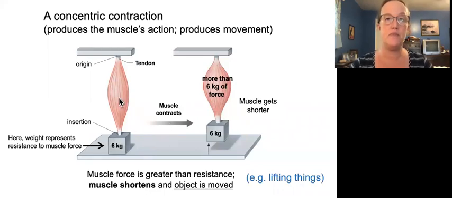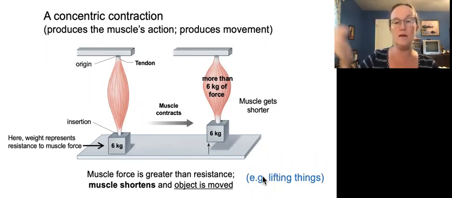So if the muscle can develop greater force than this resistance, the muscle will shorten, and that resistance, that weight will be moved, okay? So if this is the forearm and the hand, and this is biceps, it has successfully flexed the elbow and moved the forearm and the hand. As that's happened, as you can see, the muscle is getting shorter. So it's truly contracting. It's getting shorter as it produces tension, and it's producing movement, and as I said, the muscle's action. So this would be an example of moving the forearm or else lifting things.